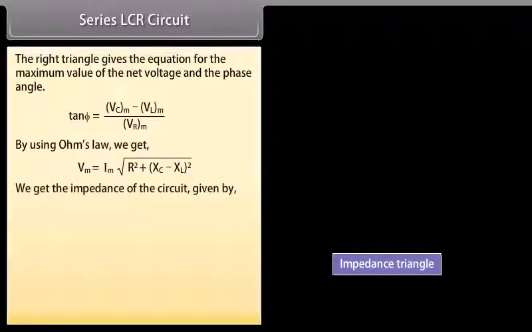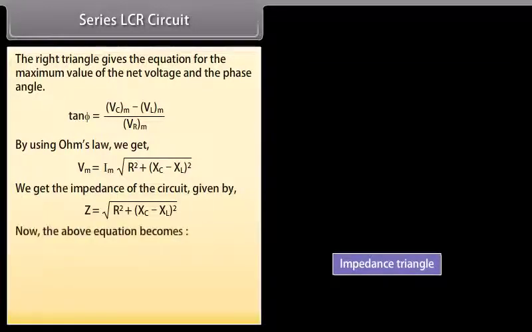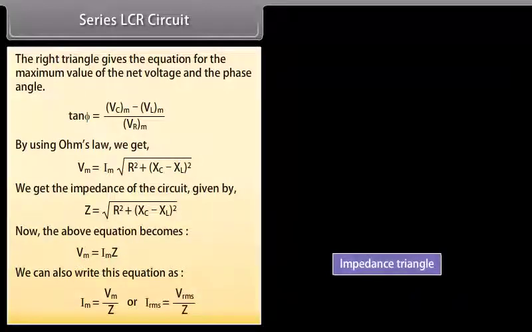We get the impedance of the circuit given by Z equals under root of R square plus XC minus XL square. Now, the above equation becomes Vm is equal to the product of Im and Z. We can also write this equation as Im is equal to Vm upon Z, or IRMS is equal to Vrms upon Z.